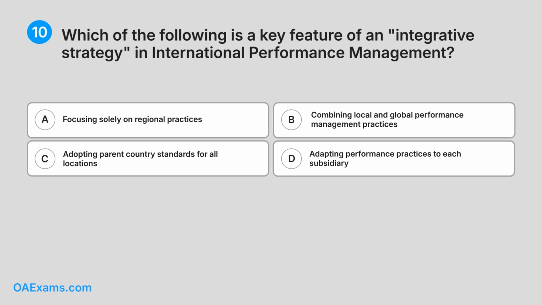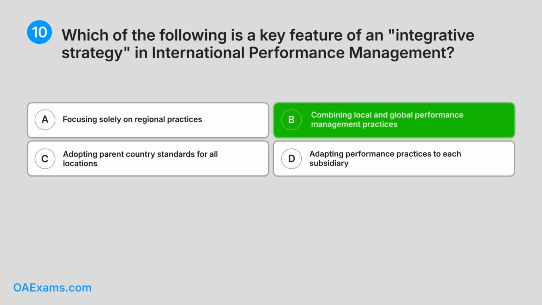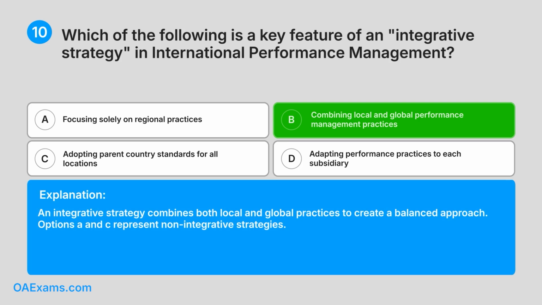Correct answer. B. Combining local and global performance management practices. Explanation. An integrative strategy combines both local and global practices to create a balanced approach. Options A and C represent non-integrative strategies.